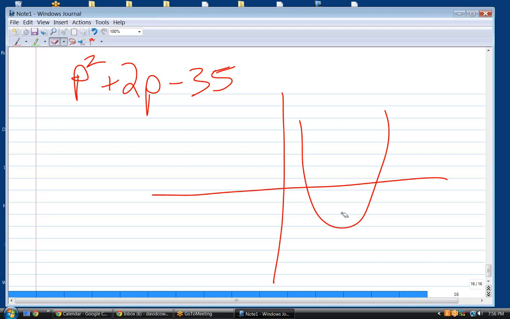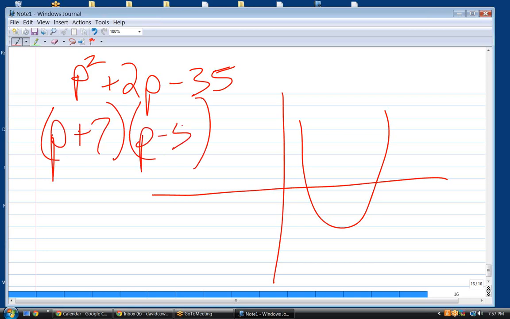Now, there's multiple ways to graph this. Unfortunate that this is the last problem and we just have 3 minutes, because there's quite an explanation as to how we do this. One way to look at it is by factoring it. And that gives me p plus 7 times p minus 5.